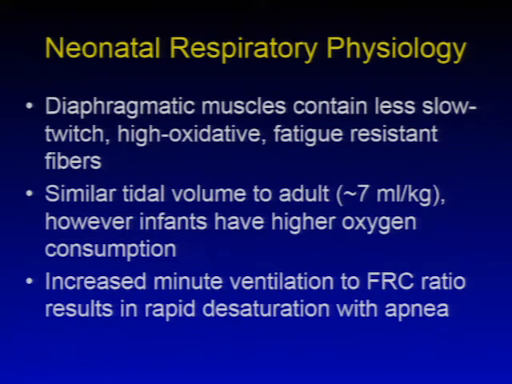The diaphragmatic muscles in infants and children contain fewer slow twitch, high oxidative, fatigue-resistant fibers. The child has a similar tidal volume to an adult, but infants have a higher oxygen consumption. Increased minute ventilation to FRC ratio results in rapid desaturation when apnea occurs in an infant or child compared to an adult.